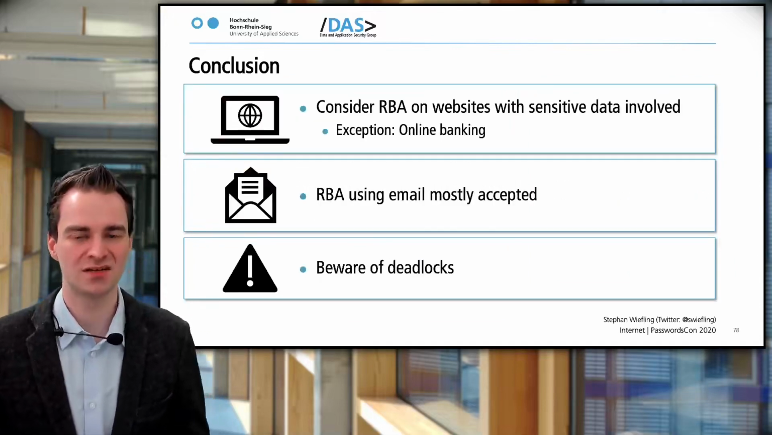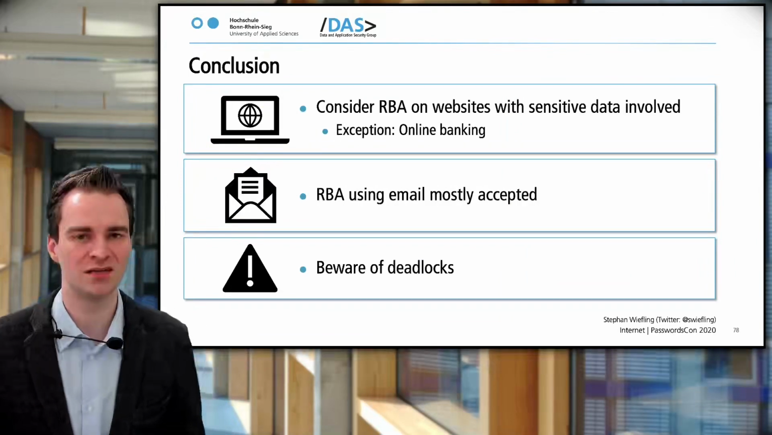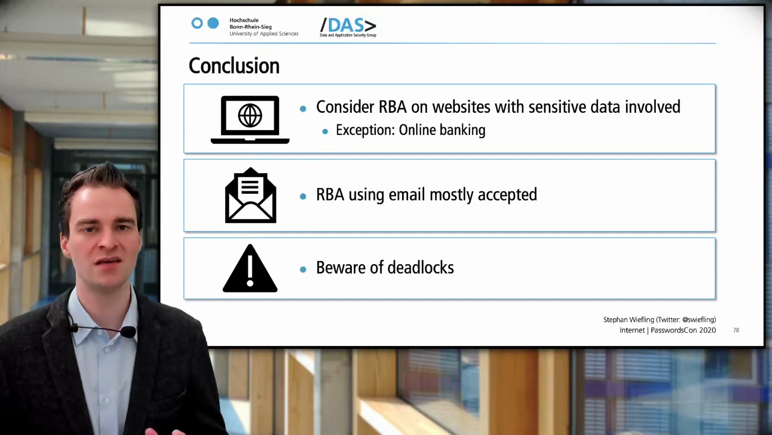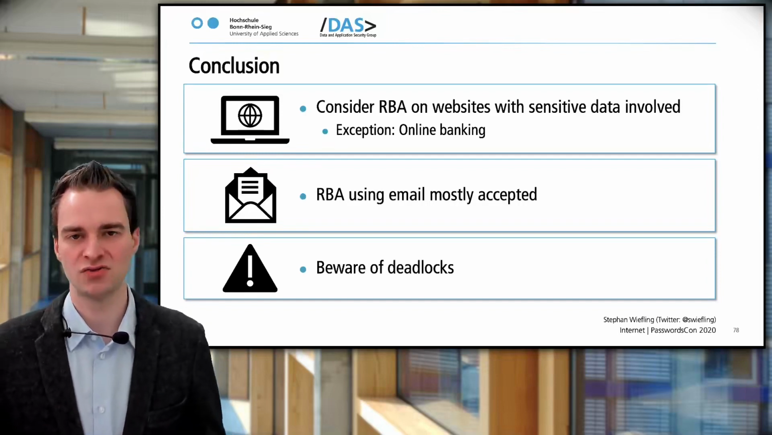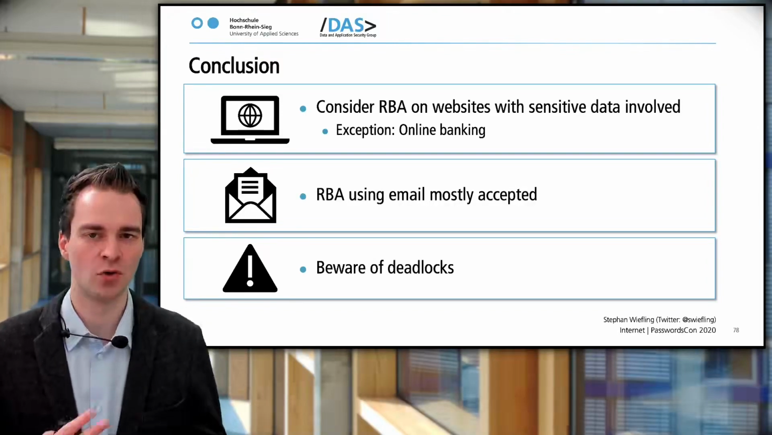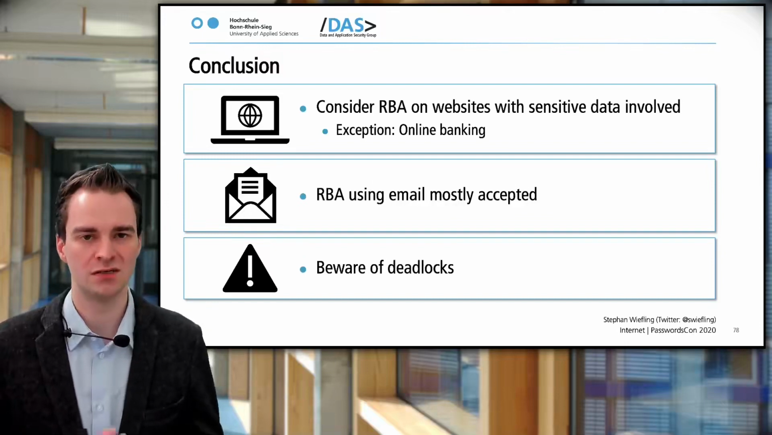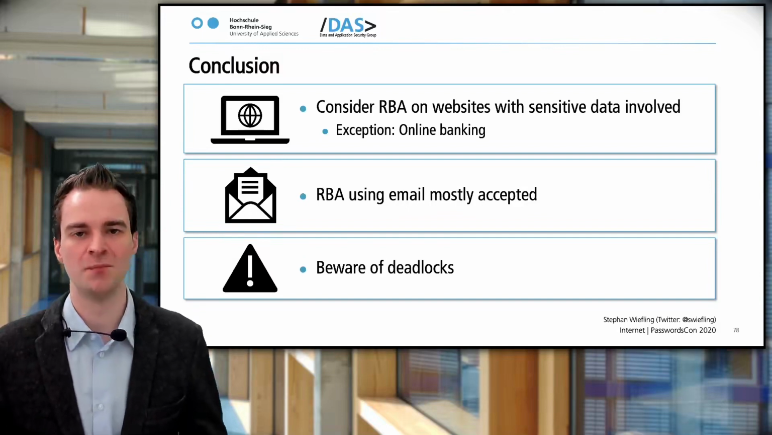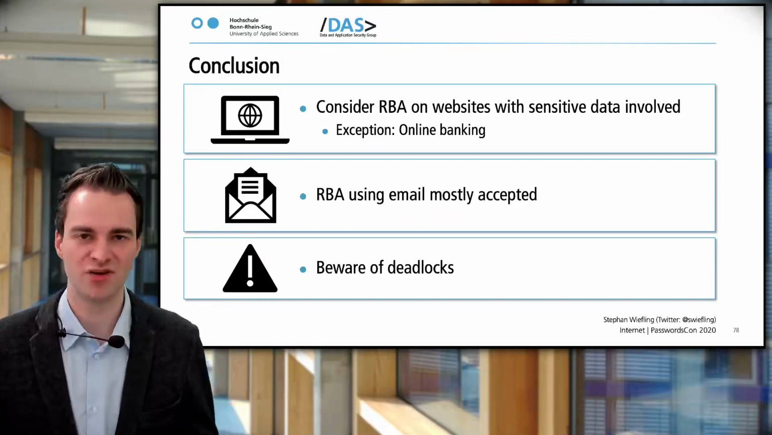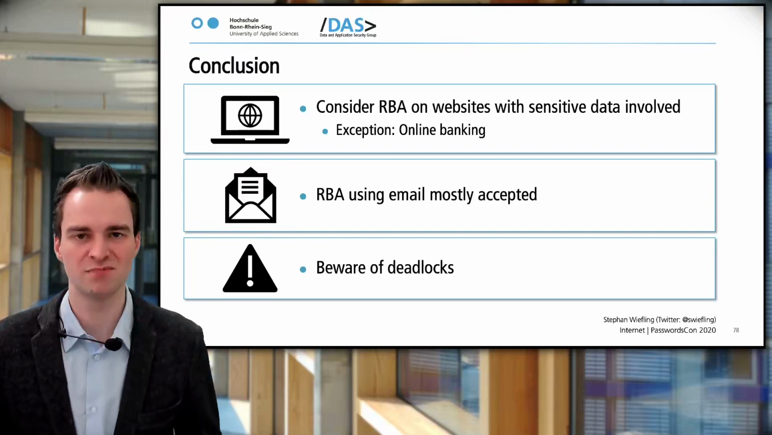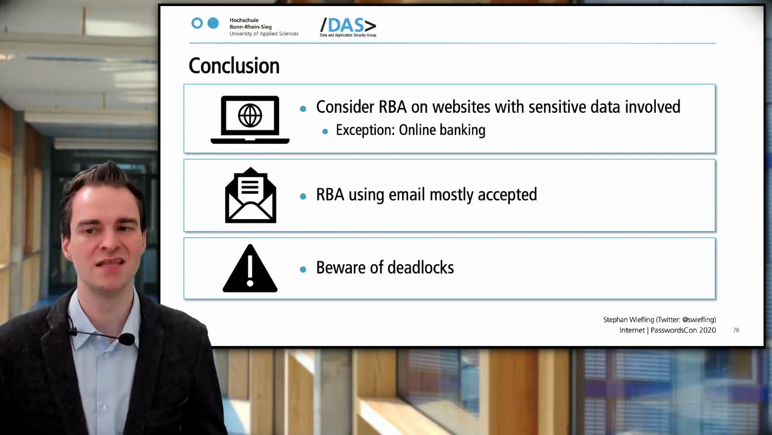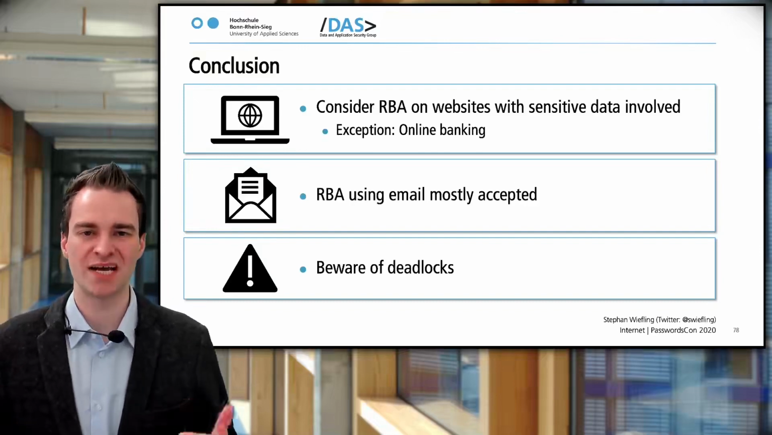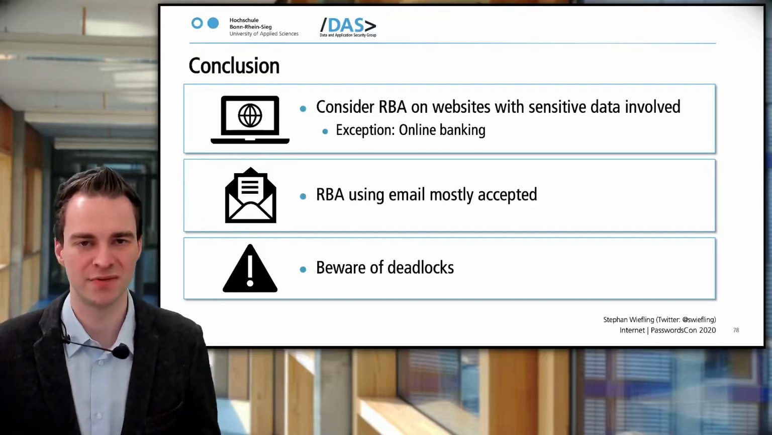So at the end, we can say that you should consider RBA on websites with sensitive data involved. The only exception is online banking, because in this case, users tended to accept 2FA more, to feel more secure, even though they were a little bit annoyed in that respect. As we saw, email-based re-authentication is probably not the best method here, but depending on your service, it seems to be mostly accepted. But you really have to care about how you actually implement the method.